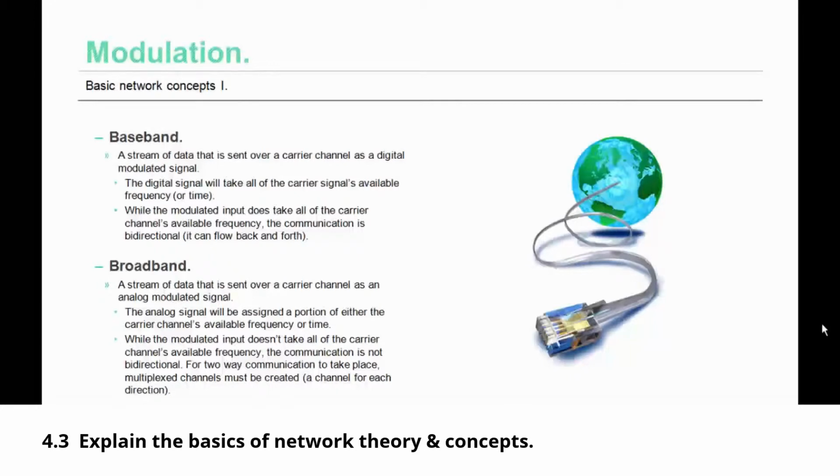The analog signal will be assigned a portion of either the carrier channel's available frequency or time. While the modulated input doesn't take all of the carrier channel's available frequency, the communication is not bidirectional. For two-way communication to take place, multiplex channels must be created. That is, a channel for each direction.